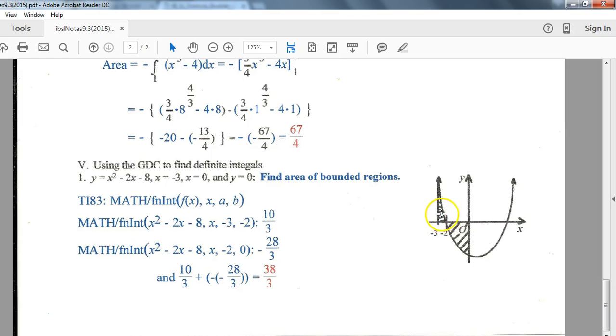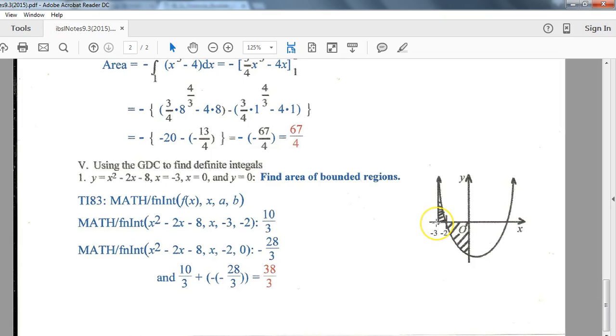Notice on this one, if I go from -3 to 0, well, part of that area is above the x-axis, and I would get a positive on that. The other part is below the x-axis, and I would get a negative on that. So I need to add a positive with a positive. So to do this, you have to identify that this area is positive, then get the positive version of this area, and then add those two together.